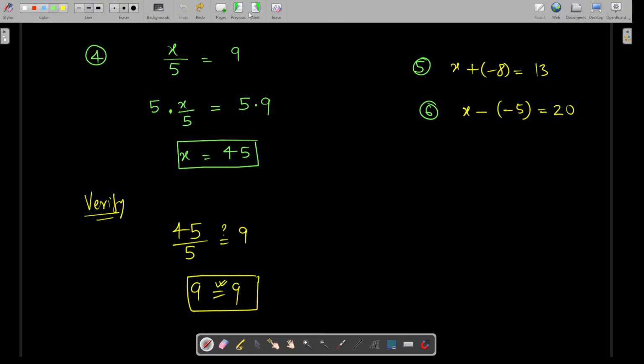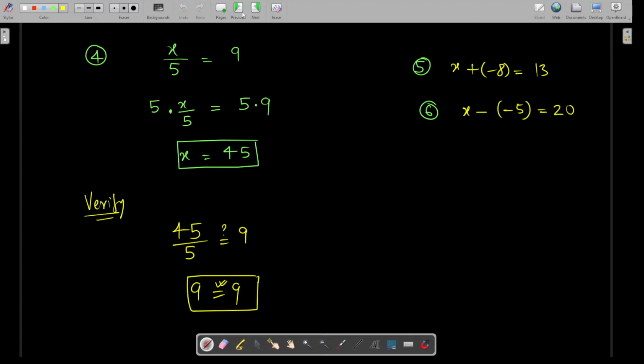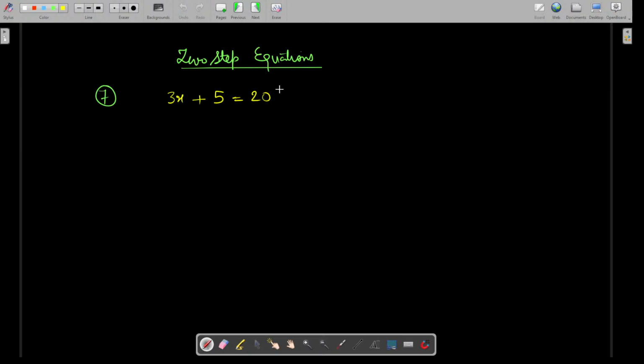So now in the next type of linear equations, we are going to see two-step equations. Let's say one of the examples can be like this: solve the equation 3x plus 5 equals 20, okay?